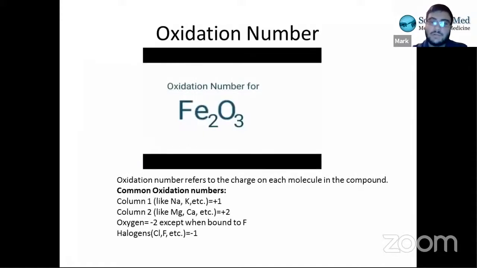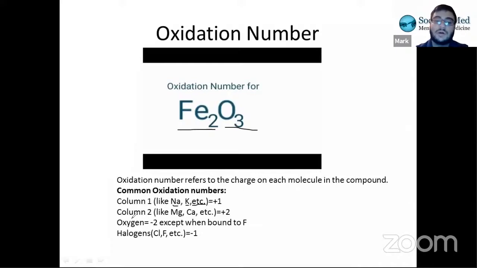Next, we want to talk about oxidation number, which is also fairly simple. Oxidation number refers to the charge on each atom in a compound. So for example, this compound, Fe2O3, has 2 different elements, an Fe and an O, right? 2 different components that make it up. The way we usually do this is there are some common oxidation numbers, which are elements that always have the same charge, no matter which compound they're in.